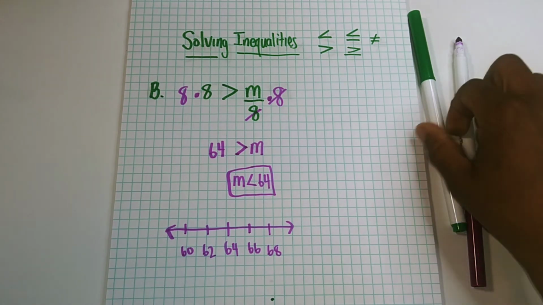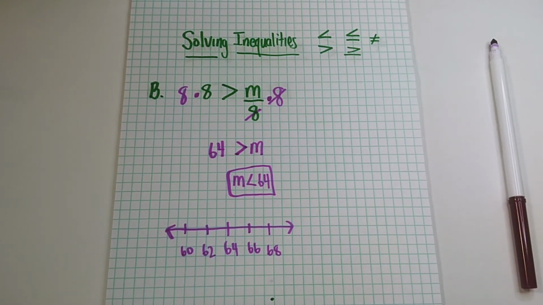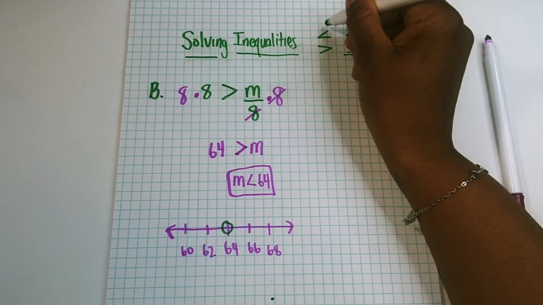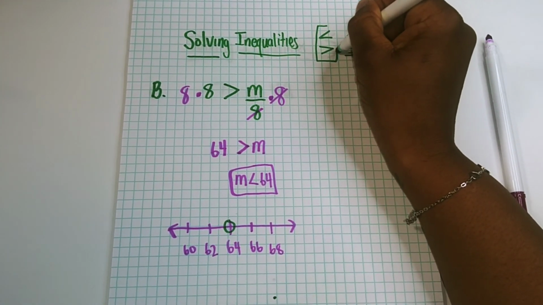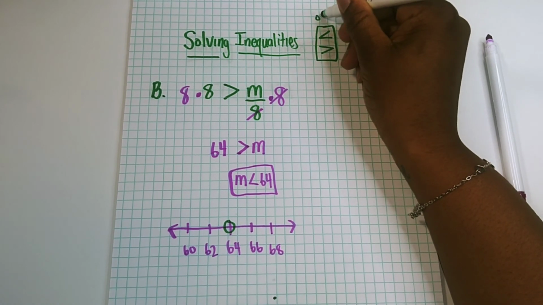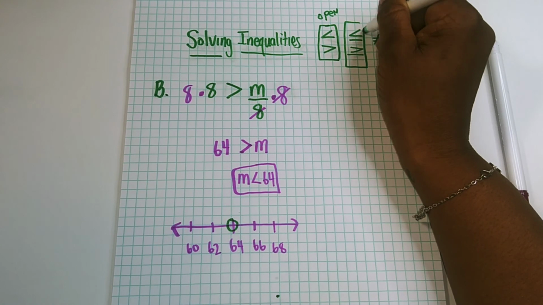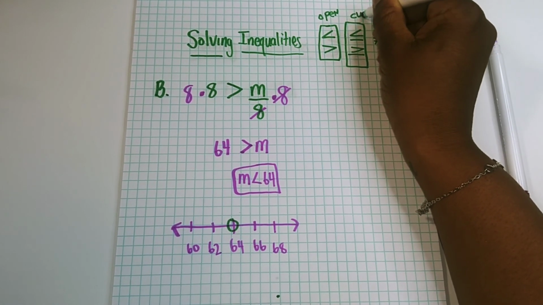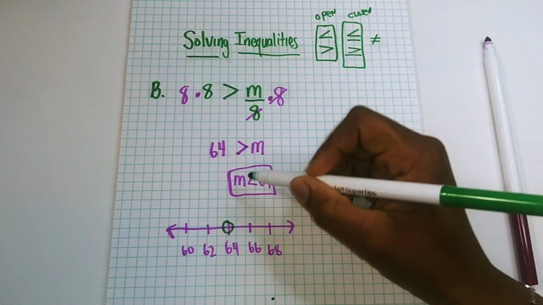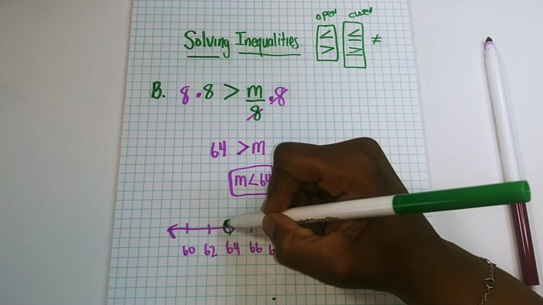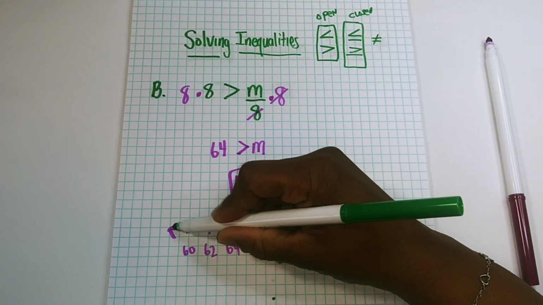So I need to start with my circle on 64. I know it's going to go on 64 regardless. The question is, is it going to be open or closed? Well, if you see one of these symbols, it's going to be open. And if it includes the equal sign, which means that it is part of the solution set, it's going to be closed. In this case, it is anything less than 64. It does not include 64. So since left is less, I'm going to shade my graph to the left.